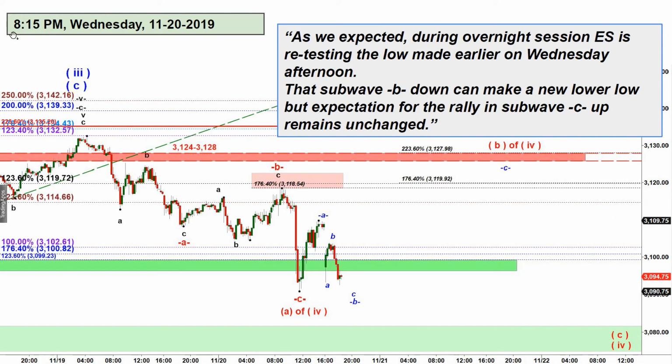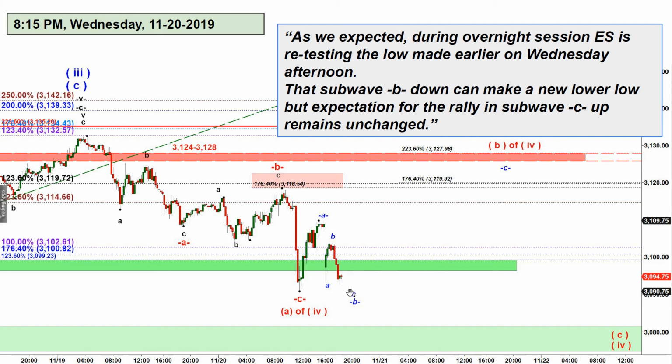You can see the updated chart at 8:15 p.m. the very same day, Wednesday 11/20, and this is what I wrote to my subscribers. As we expected, during overnight session ES Mini is retesting the low made earlier on Wednesday afternoon. That subwave B down, which itself is subdivided into ABC, can make a new lower low, but expectation for the rally in subwave C up remains unchanged.